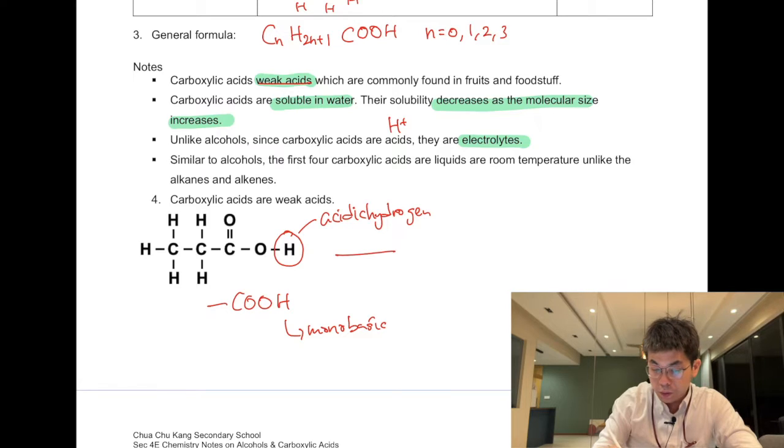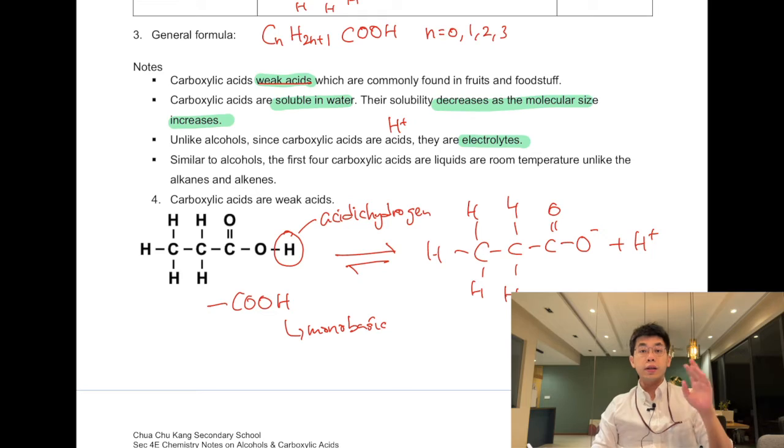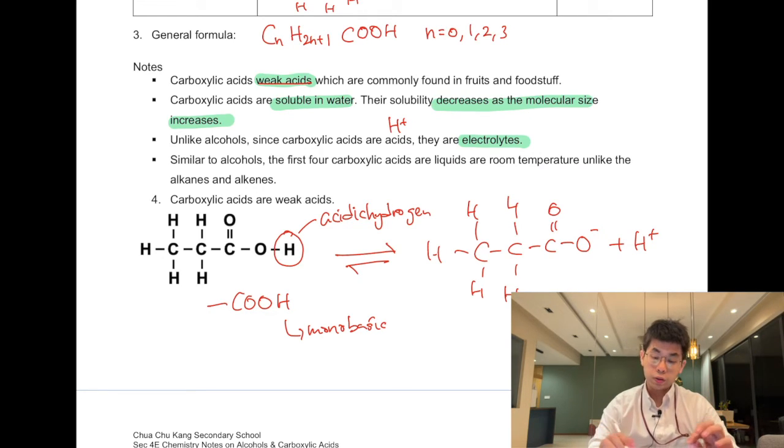So what happens when it dissociates? It will form something like this. There will be a negative sign here, plus an H+, and then we'll fill up the rest with hydrogens. So this is how a weak acid, this is propanoic acid, dissolves in water to produce H+ ions. Take note, there is only one acidic hydrogen.